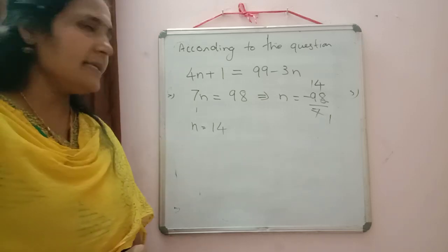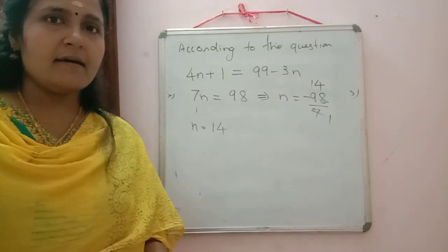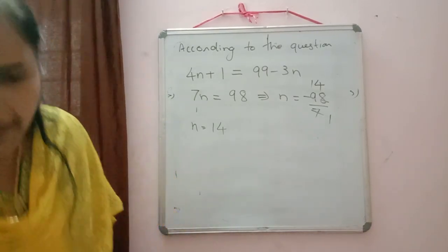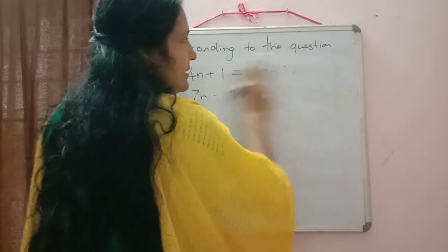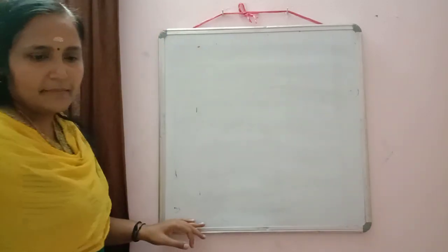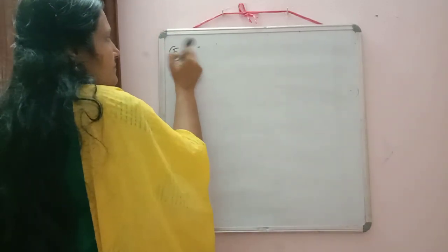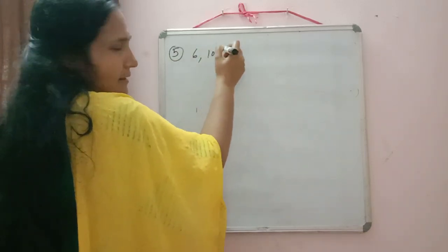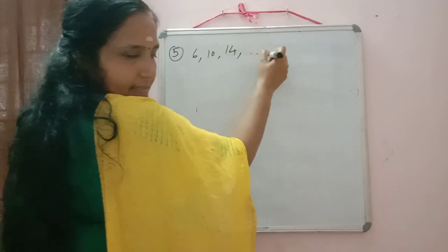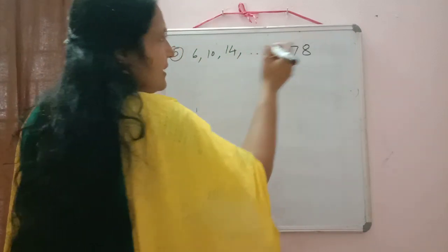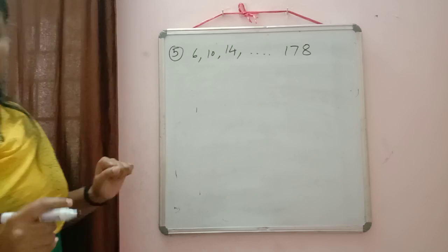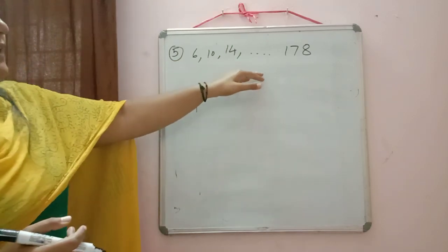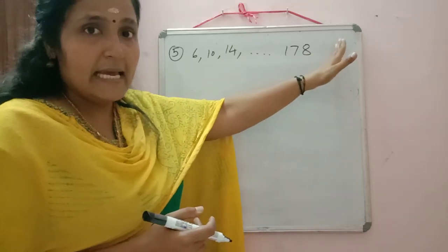I hope you all are getting the concept of AP. Yes. So shall we move to the next one? Okay. Next question is find the 15th term from the end of the AP. The AP given is 6, 10, 14, etc., 178. We have to find out the 15th term, but not from the first one. What we have to do? We have to find out the 15th term from the end there.